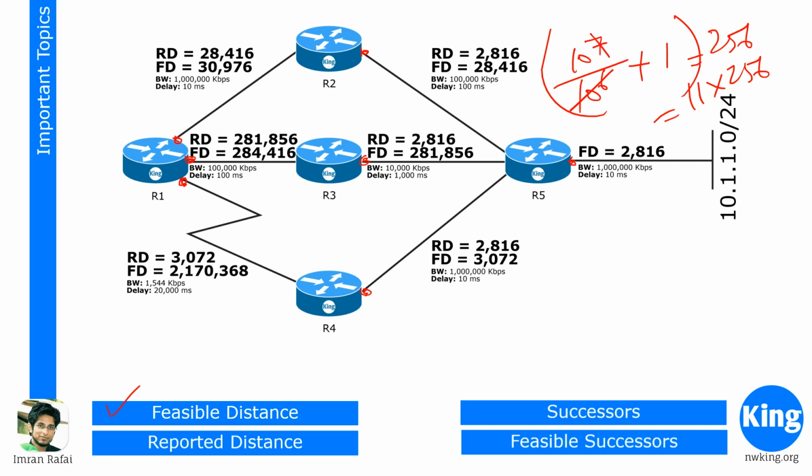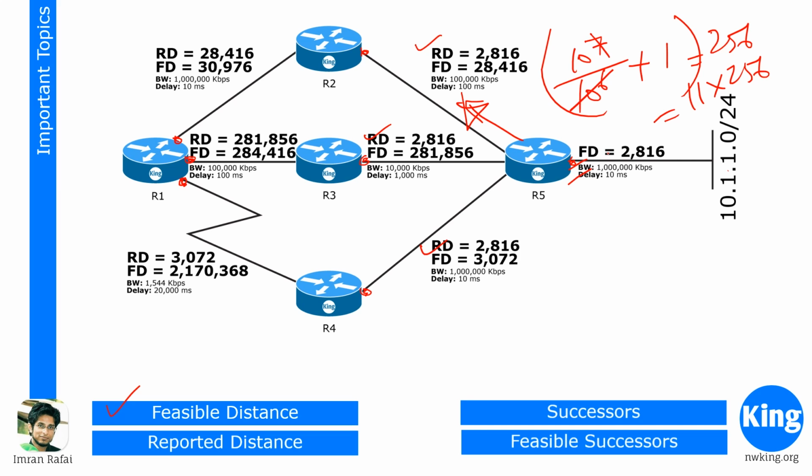So if you look at the cost for router 5 to go to this network, that's directly connected, the feasible distance is 2816. Now this 2816, when EIGRP sends routing updates, it would send this information saying the bandwidth is so and so, the delay is so and so. So whatever router 5 is sending to router 2, the feasible distance of router 5 will become the reported distance for router 2. So router 2's reported distance is router 5's feasible distance. Feasible distance is being reported, so that becomes reported distance.